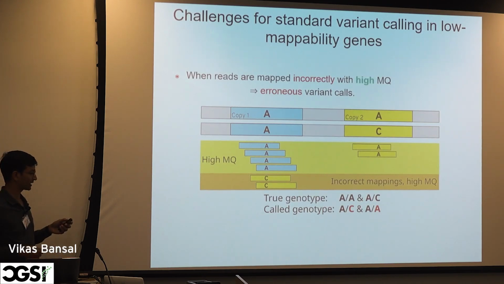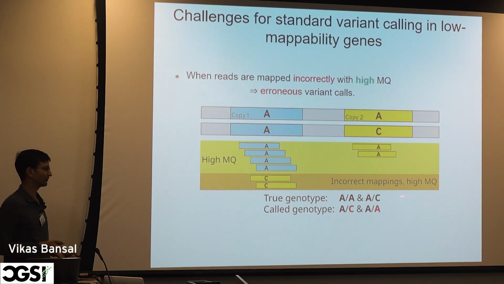So that's just another illustration of what happens when reads are incorrectly mapped with high mapping quality to the incorrect location. That can result in the variant being called at the wrong position. And so you have a false negative because you didn't call this variant here, and then you have a false positive.